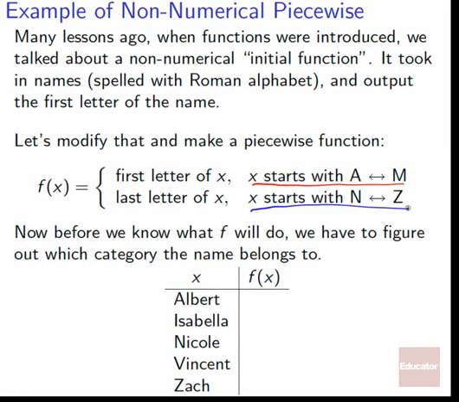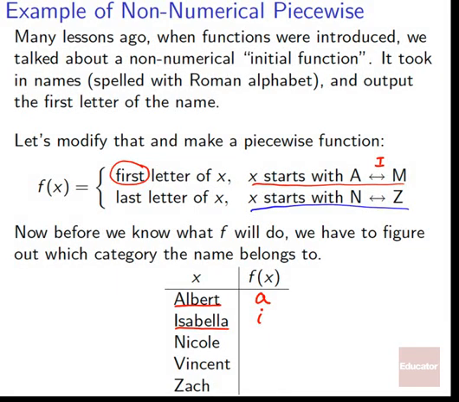Great. So Albert, we plug in Albert, and Albert belongs to the red category. It belongs to starting with A to M. That one's pretty easy, so we use the first letter. So it gets A as the letter out of it. What about Isabella? Well, Isabella is between A and M, right? A, B, C, D, E, F, G, H, I, J, K, L, M. So Isabella also belongs to the red category, so it's going to return an I.